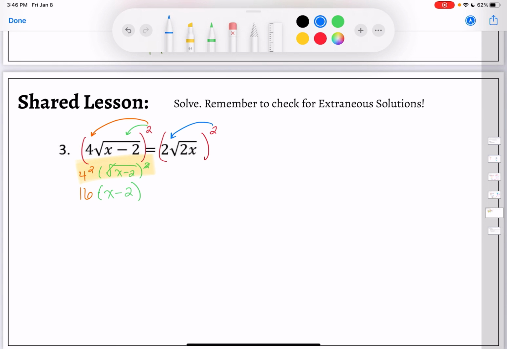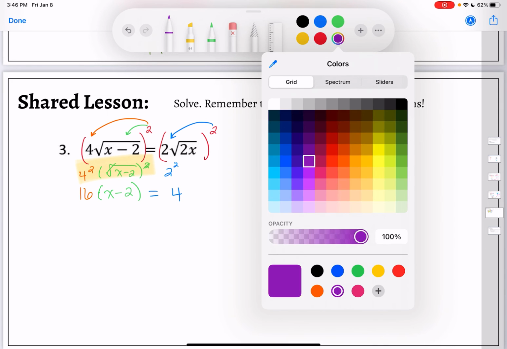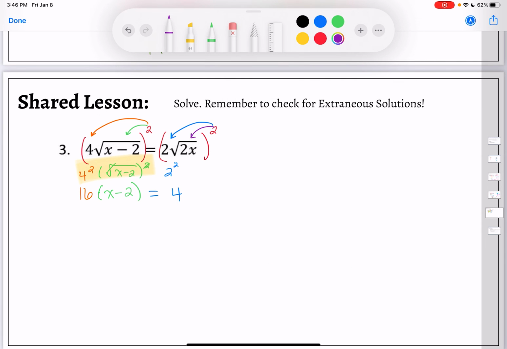Same thing over here on the right. I'm going to distribute here. So this is really going to be 2 squared, which is 4. And then it's going to be the square root of 2x squared. Square root and squared are going to cancel out, so it'll be times 2x. So a little more complicated, a little more going on here, but nothing we can't handle, right? Okay, so I have 16 times x minus 2 on the left. I have 4 times 2x on the right.